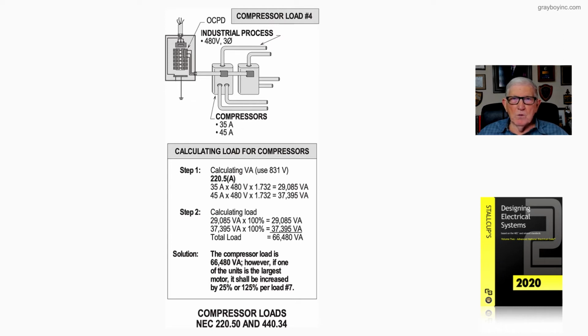motor, we would take it at 25% in step 7, or you could just add it in at 125%. But the reason we apply 25% in step 7 is so that when you select the largest motor, you only select it one time.